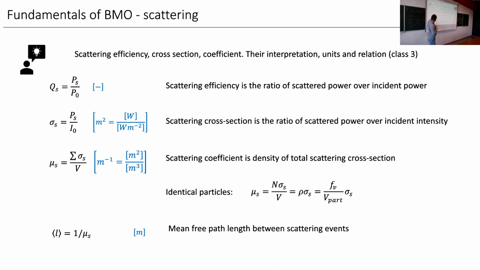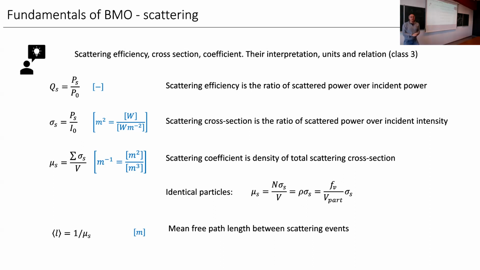And it also means that if you invert the scattering coefficient or absorption coefficient, you get something that has units of meters, 1 over mu s, and that is then the mean free length that the photon can travel between consecutive events. So if L is 1 over mu s, it is the mean step that the photons take between scattering events on average.